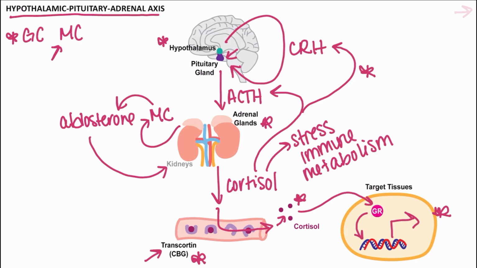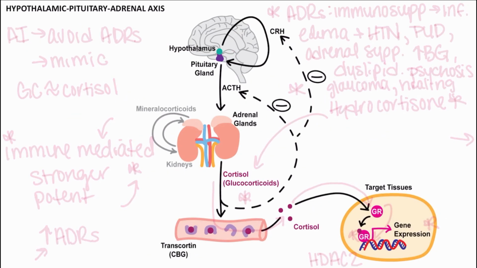So now that we have completed this sort of simplified overview of the HPA axis, let's go over some of the therapeutics that target this axis or supplement it on our next slide. As I said, we're going to focus on our corticosteroids, specifically the ones that are glucocorticosteroids. And this will be an incredibly important video because these agents are going to be presented in different contexts in every single block and are really commonly used.